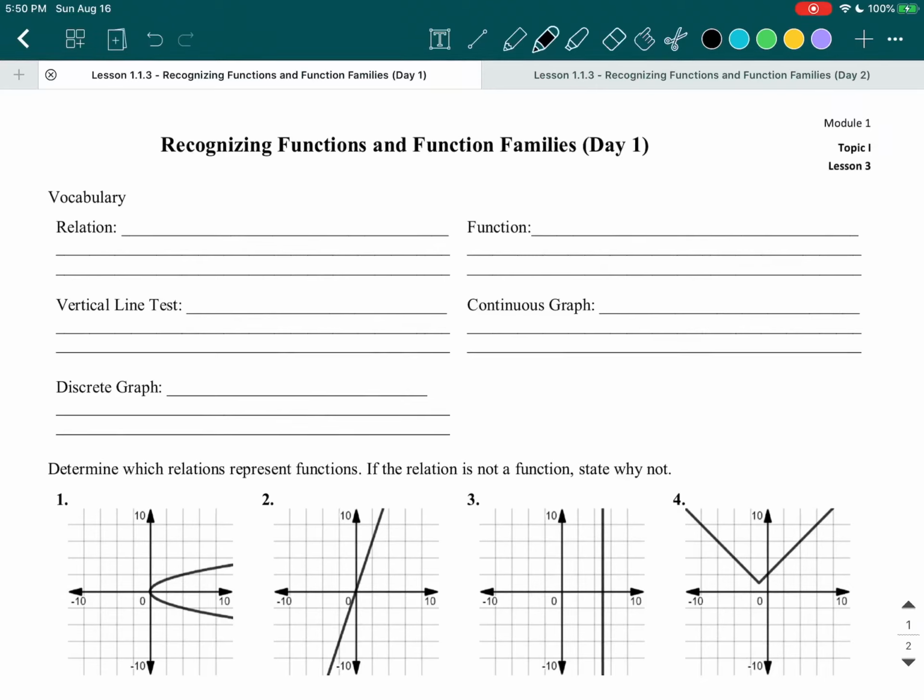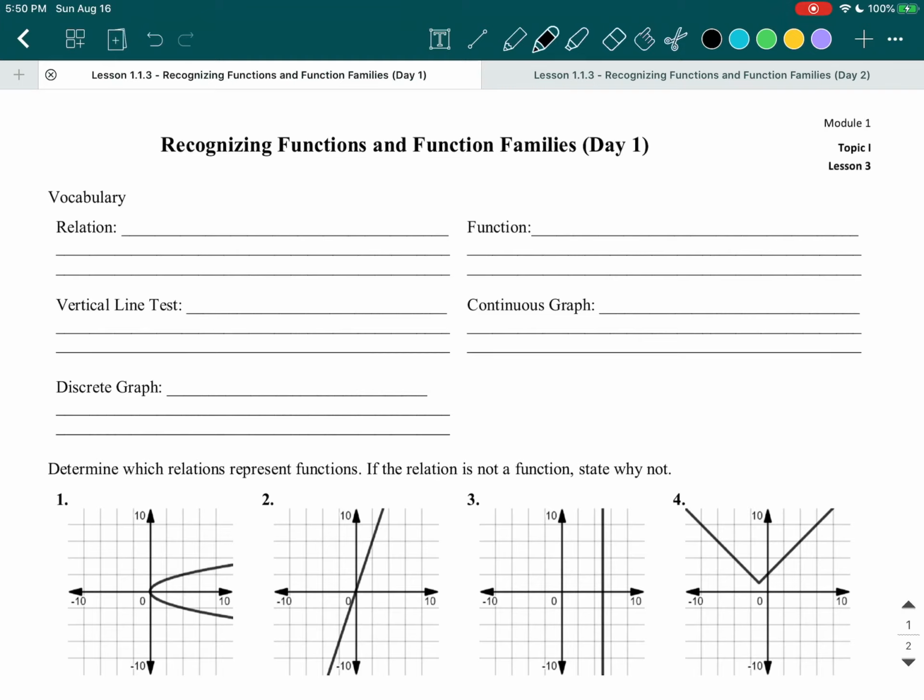Alright, so now let's get on to recognizing functions and function families, day 1. So we're going to start off with 5 definitions. Now I want to remind you that when we are writing definitions, I need you to pay attention to what the words mean, not just writing it down without thinking, okay? Because it's important that you process the words and you understand it. So let's start off with relation.